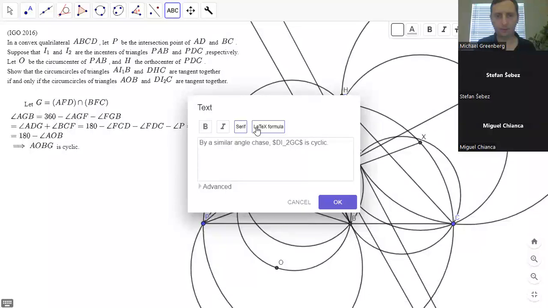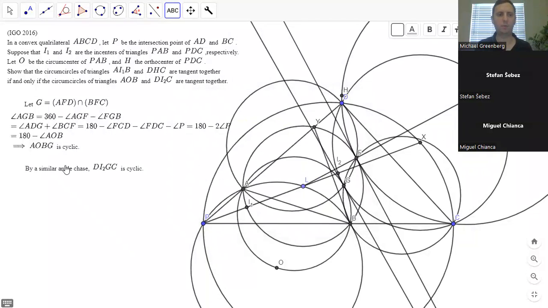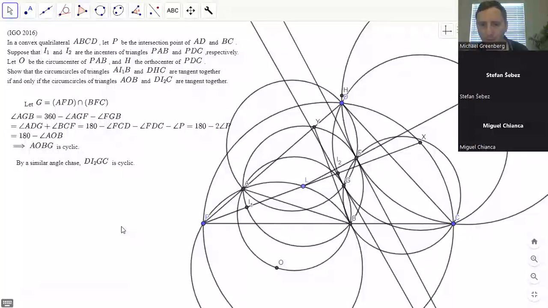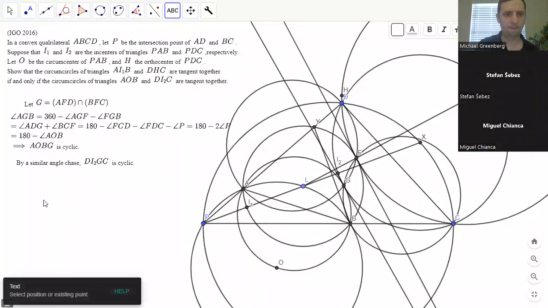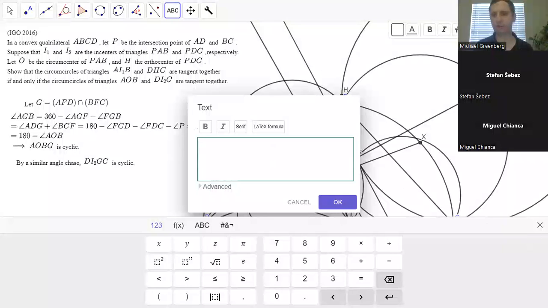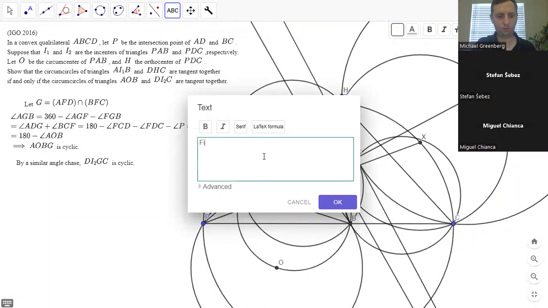Yeah, it's a lot of angle chasing, but finding that G was the Miquel point is a big observation. Or the center of the spiral similarity. So I'll say first assume that AIB and DHC are tangent.